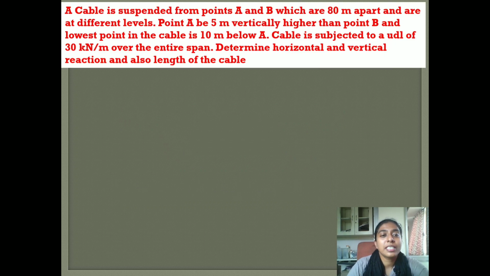So your question is: a cable is suspended from points A and B, which are 80 meter apart and are at different levels. Point A is 5 meter vertically higher than point B, and the lowest point in the cable is 10 meter below A. The cable is subjected to a UDL of 30 kN per meter over the entire span. Determine the horizontal and vertical reactions and also the length of the cable.